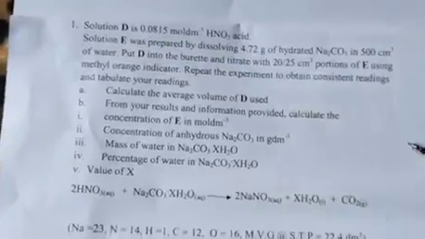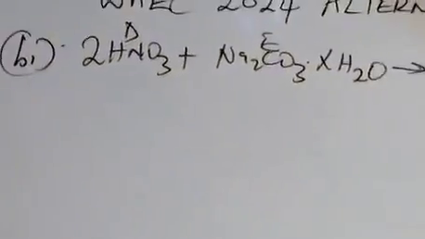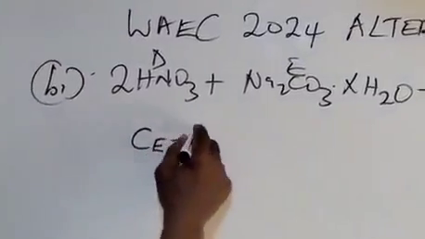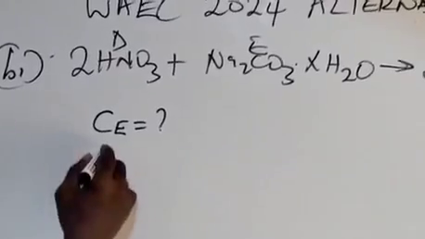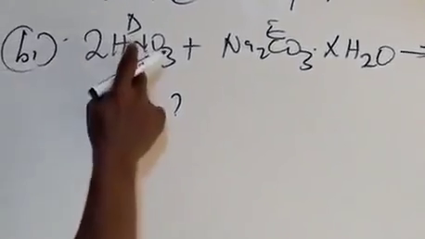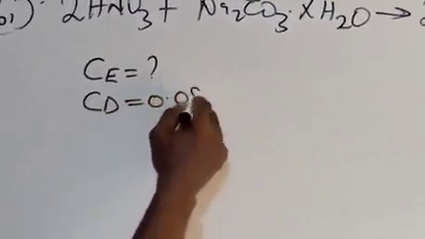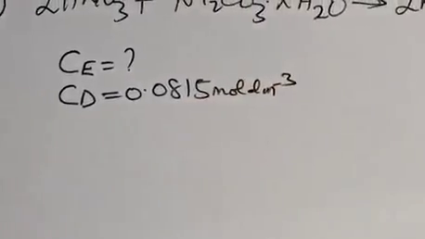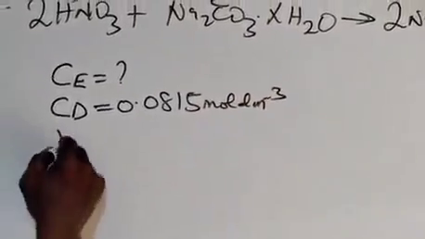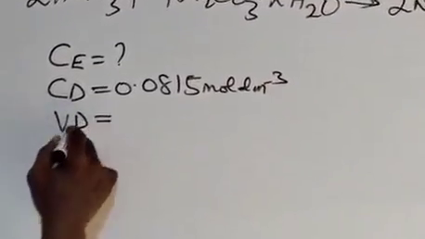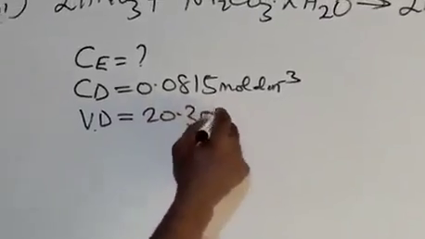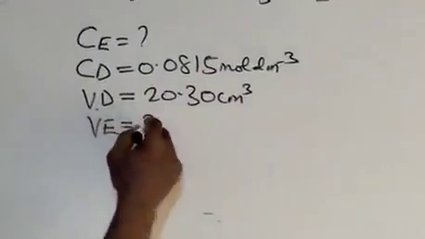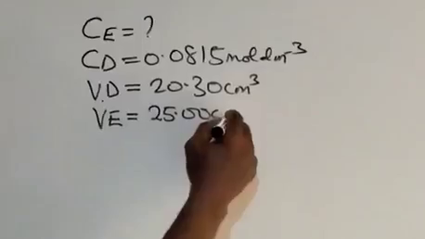So let's go to the board. We'll start with the first question. We're looking for the concentration of E in mole per dm³. We don't know that; we're asked to find it. From the question, we're given the concentration of D. D is the acid, which is 0.0815 mole per dm³, given to us in the question. Then we need the volume of the acid, that's the average titre, 20.30, which we obtained in the experiment. Then our VE is the pipette, which is constant at 25.00 cm³.